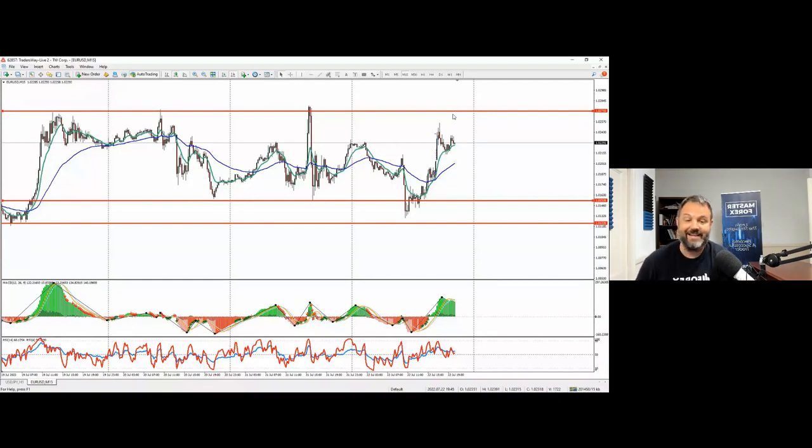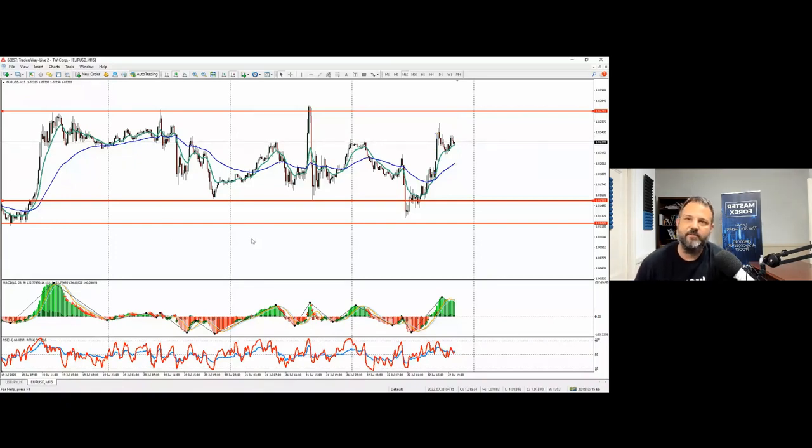But again, indicators may show you something. They may show an overbought or an oversold condition, but they're not going to tell you when the market is going to turn because of levels, right?